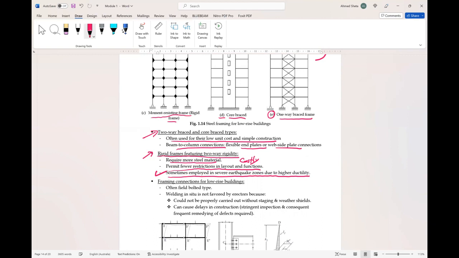So one of the advantages is higher ductility, so severe earthquake zone.